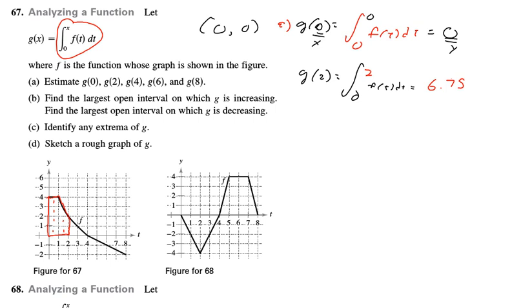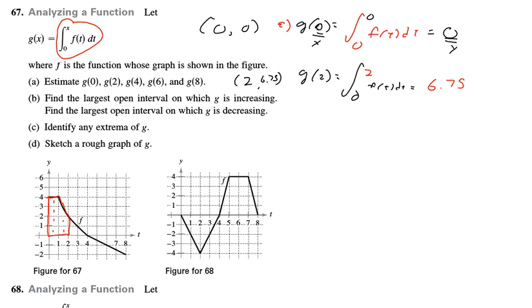So again, we have another coordinate for our graph of g: 2, 6.75. Our graph has risen from nothing, from starting at 0. It has grown to 6.75. So our graph of g has increased from 0 to 6.75, because we are accumulating more stuff. We are growing our stuff.